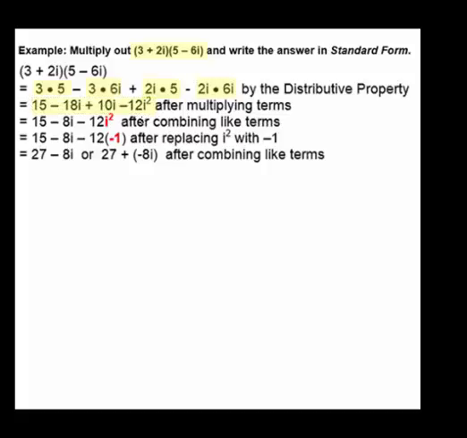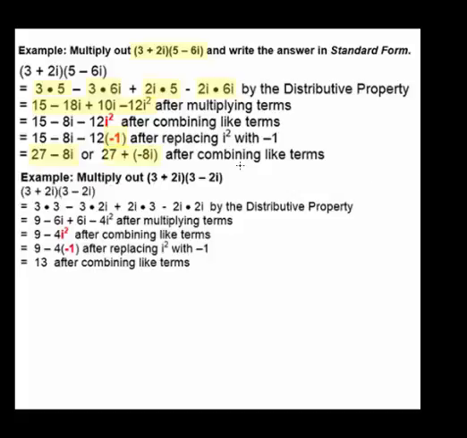Now we see the i squared showing up here, and where the i squared is, we replace it with -1. And after we simplify and combine like terms, we end up with 27 minus 8i, or we can also write this as 27 plus -8i, and either of these two answers are considered standard form of the result.